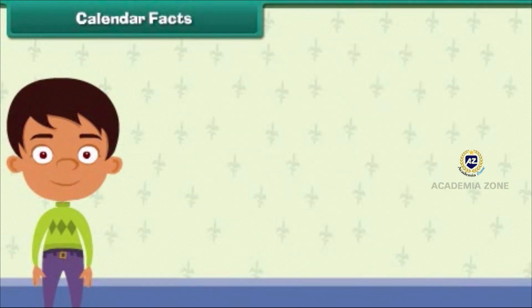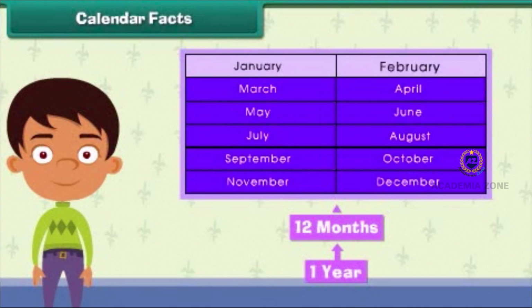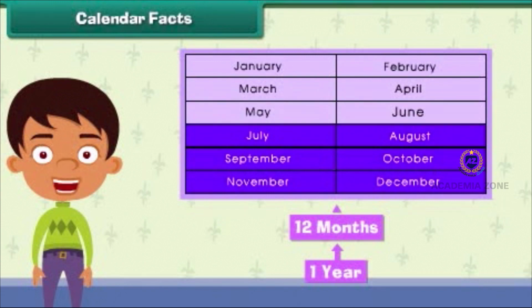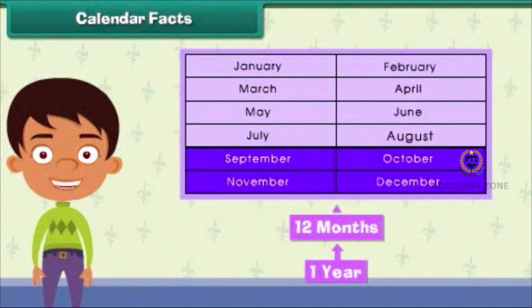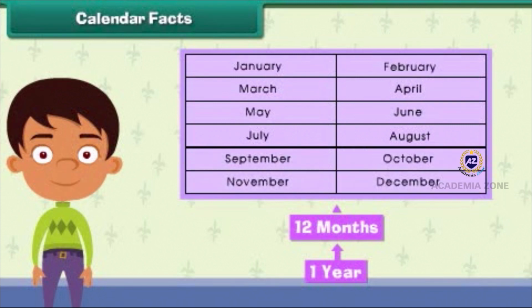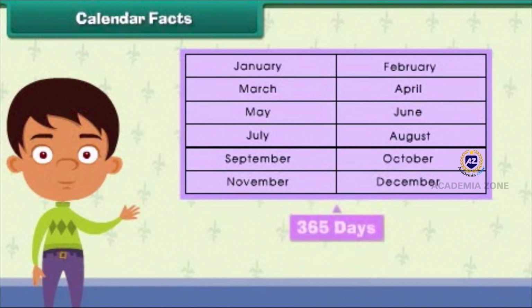Calendar facts. There are 12 months in a year. Months are January, February, March, April, May, June, July, August, September, October, November and December. When all the days are counted in a year, it sums up to be 365 days.